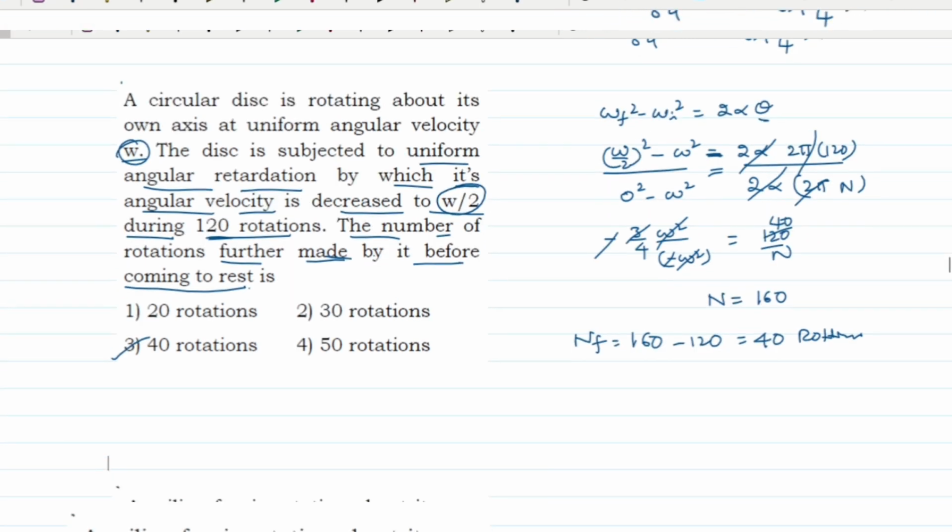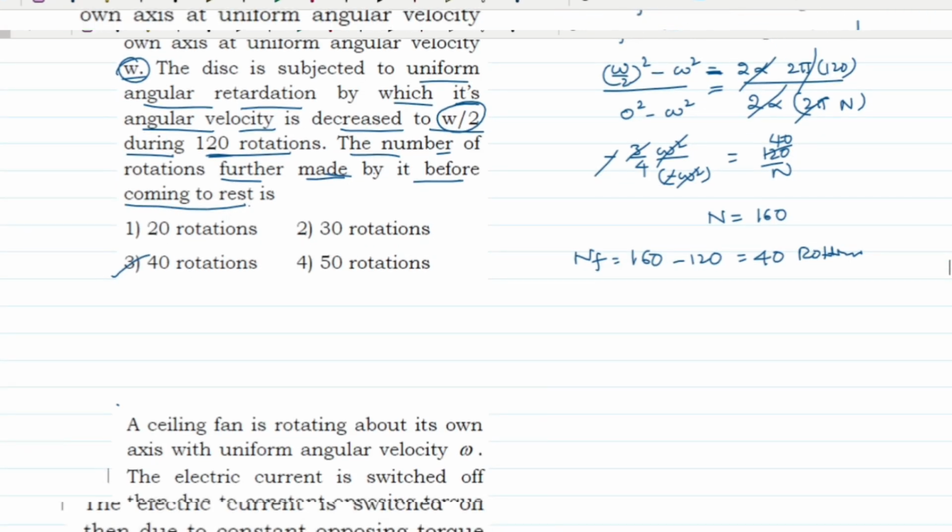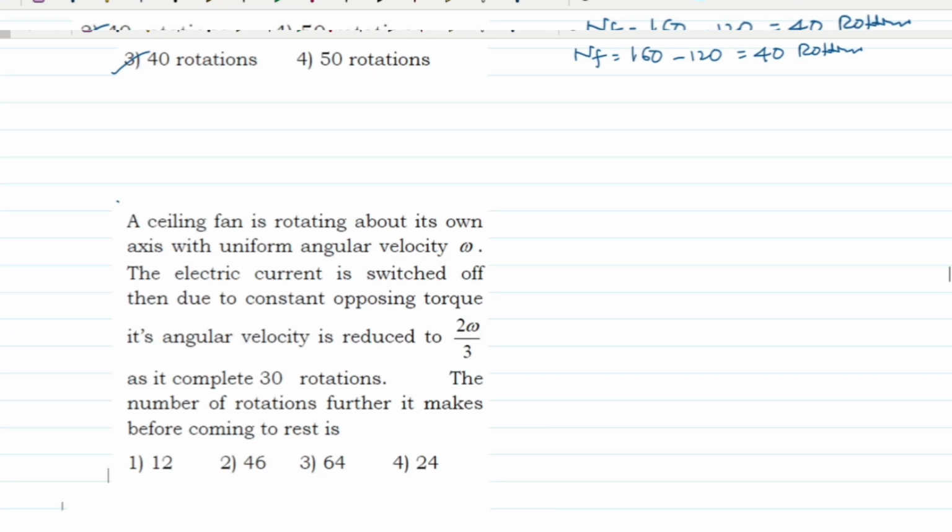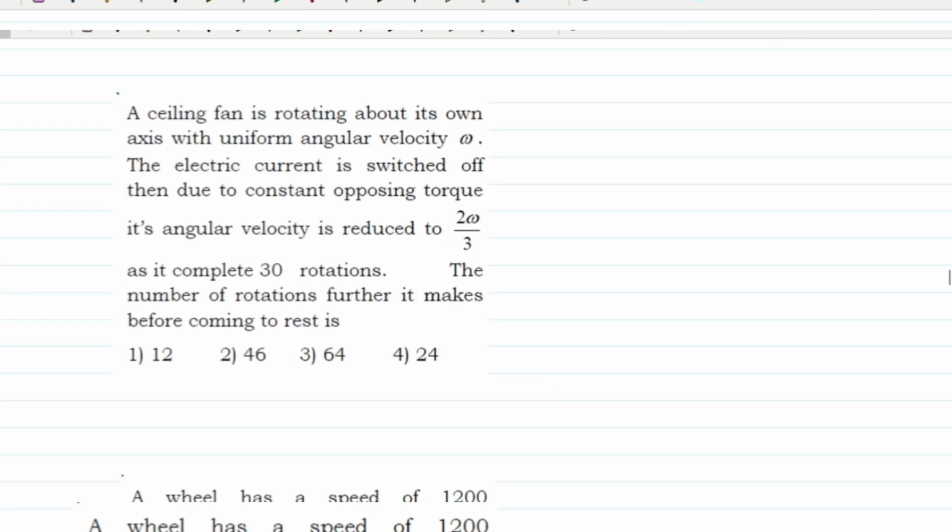Let us see the next question. A ceiling fan is rotating about its own axis with an initial angular velocity omega. The electric current is switched off. Then due to the opposing torque, its angular velocity is reduced to 2 omega by 3. It completes 30 rotations. They are asking for the number of rotations it further makes before coming to rest, students.